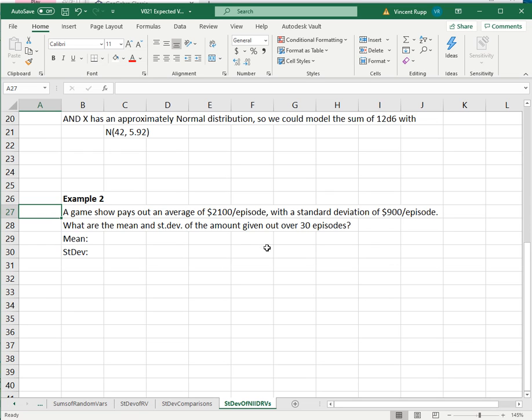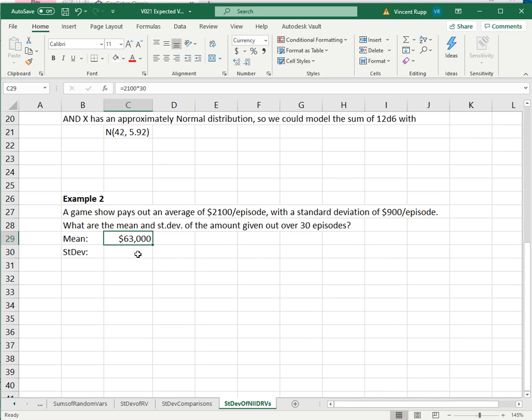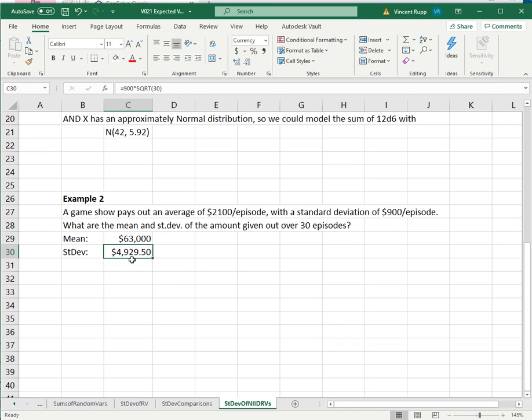But you might want to know the mean and standard deviation of the amount given out over 30 episodes. If there are 30 episodes, for example, in a season, then you know the average and the standard deviation for each episode. The mean you calculate just by multiplying $2,100 per episode times 30 episodes. That's not super complicated. You get $63,000. And then for the standard deviation, you just take the standard deviation per episode and multiply it by the square root of the number of episodes, and if we format this as currency as well, you get $4,929.50.